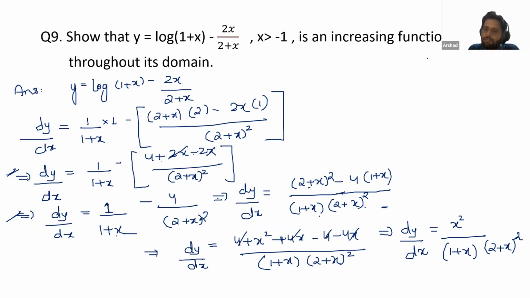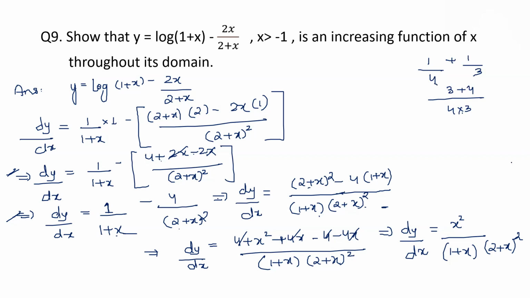For example, you have 1 by 4 plus 1 by 3. So what you will do, take the LCM 4 into 3. This will be divided with this, you will get 3, and 3 will get multiplied with 1. Similarly for this one. Is this clear? Yes, sir. Okay. So finally, we are getting this.